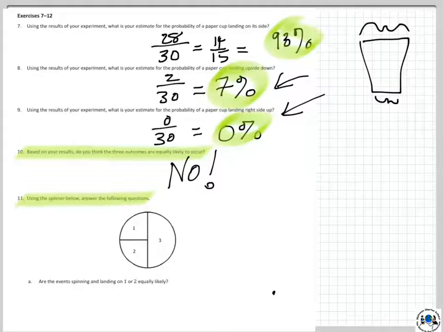All right, number 11 just moves away from our experiment and into a different realm, the realm of the spinner down here. This might have tricked you a little bit. It tricked me at first, I have to tell you, because I read it incorrectly.